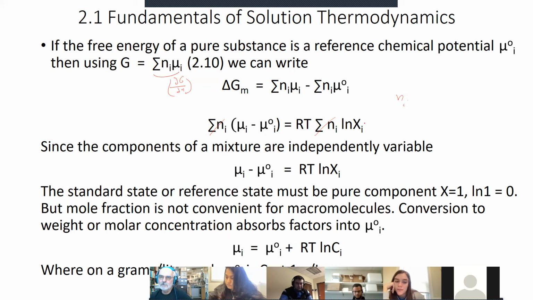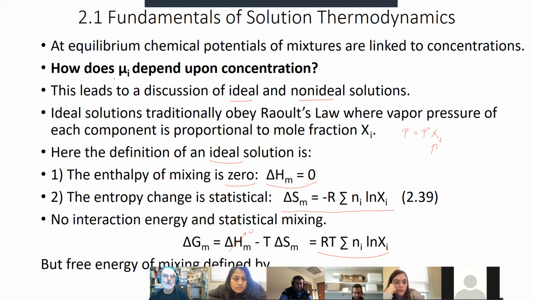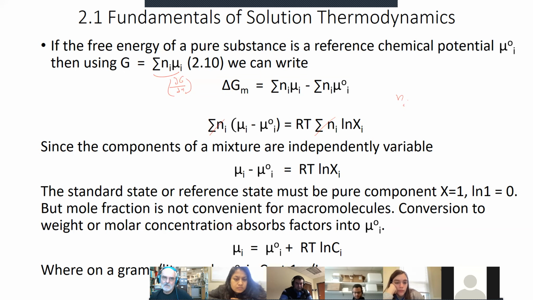This equation must be true for each component independent of one another. Consequently, mu sub I minus mu sub I 0 must be equal to RT ln X sub I. So this is a way of writing down how mu sub I depends upon concentration in mole fraction terms. The standard state or reference state corresponds to pure components. So if X equals 1, then ln 1 equals 0. And therefore, if that were true, then mu sub I is equal to the standard state chemical potential.